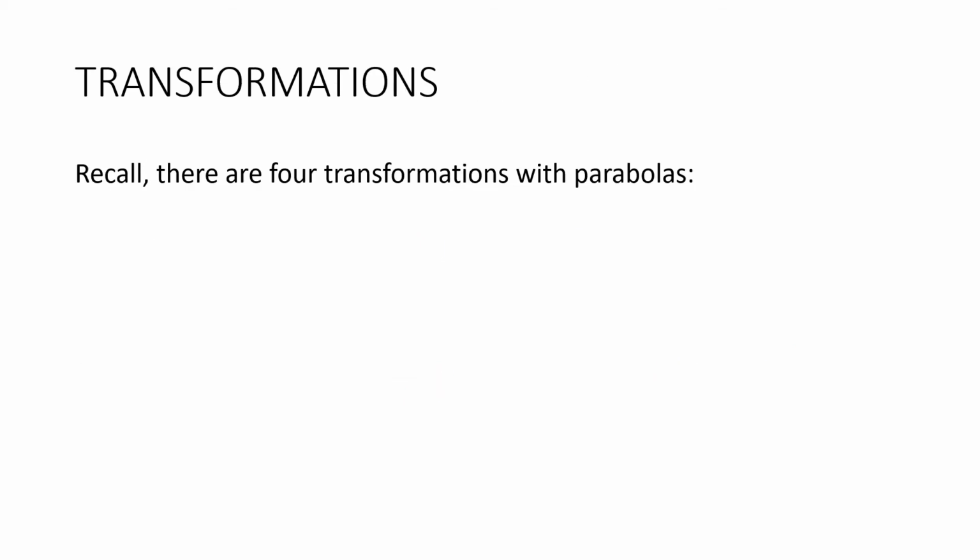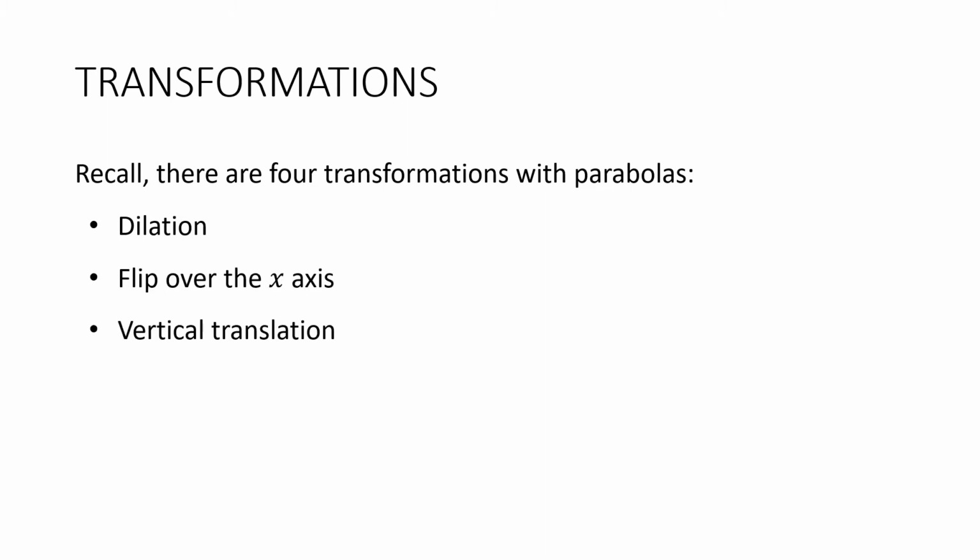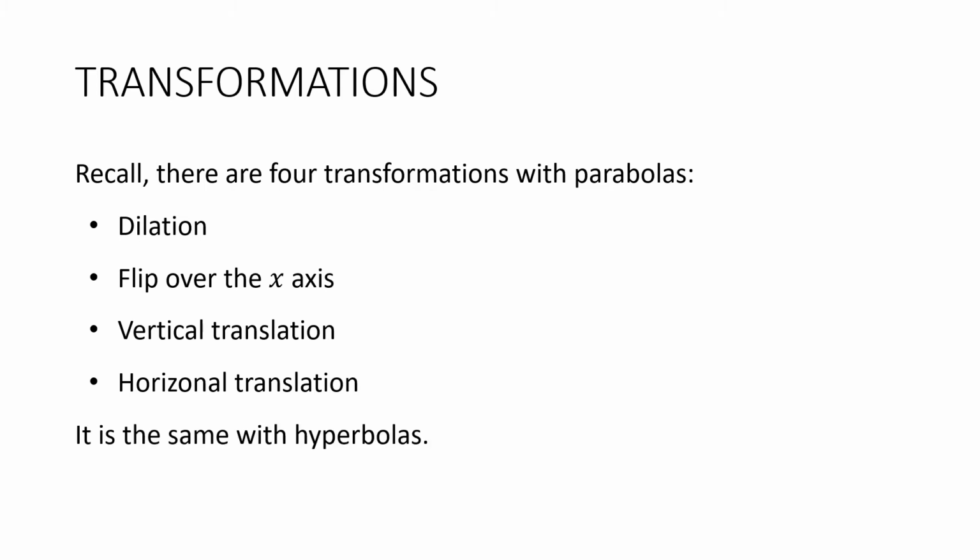Recall, there are 4 transformations with parabolas. There's dilation, so that's stretching it, making it skinnier or fatter. There's a flip over the x-axis. There's a vertical translation, so that's shifting it up or down the y-axis. And there's a horizontal translation, that's shifting it sideways. It's the same with hyperbolas.